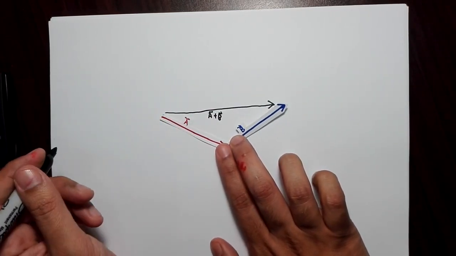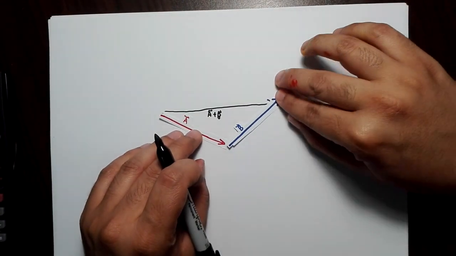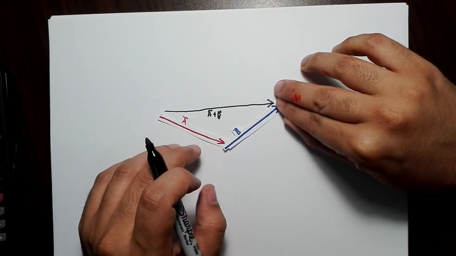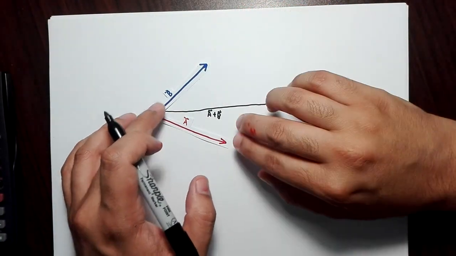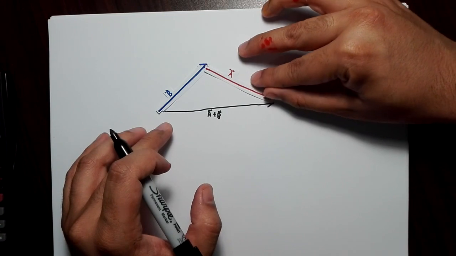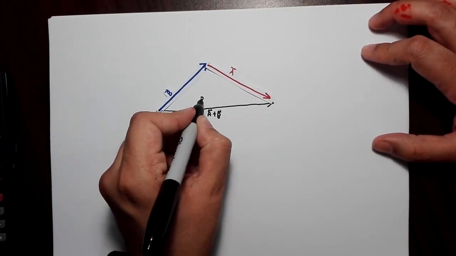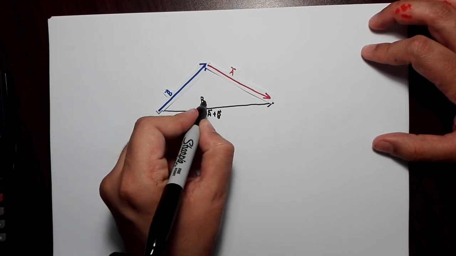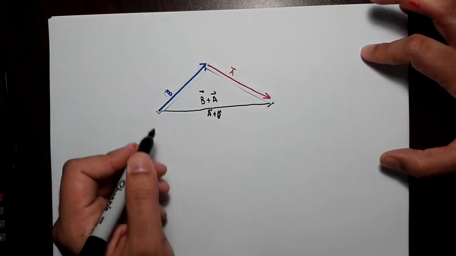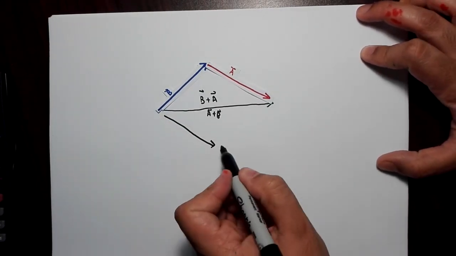So vector addition is commutative, like A plus B is equal to B plus A. Instead of that, you can also write this as B, and then you put the tail of A on the head of B. So that's how you would show B plus A. So A plus B or B plus A, they're the same. And that sort of completes that parallelogram also, right? So there you go.